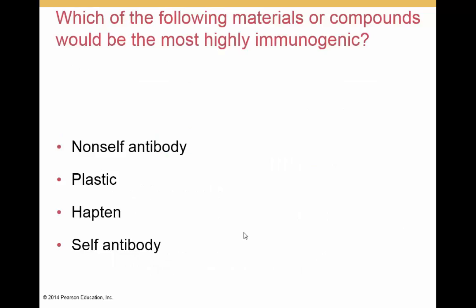Question time. Which of the following materials or compounds would be the most highly immunogenic, so really generate an immune response? Non-self antibody, plastics, a hapten all by itself, or an antibody that you made? What do you think? Take your pick.